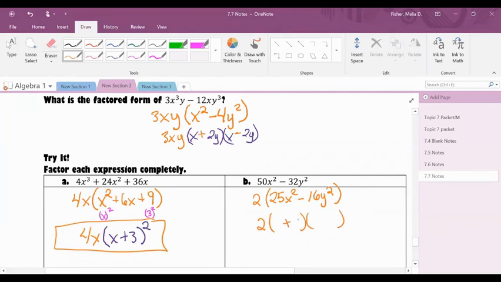And we're going to have one of them be positive and one of them be negative. And the square root of the first one is 5x, and the square root of the second one is 4y.